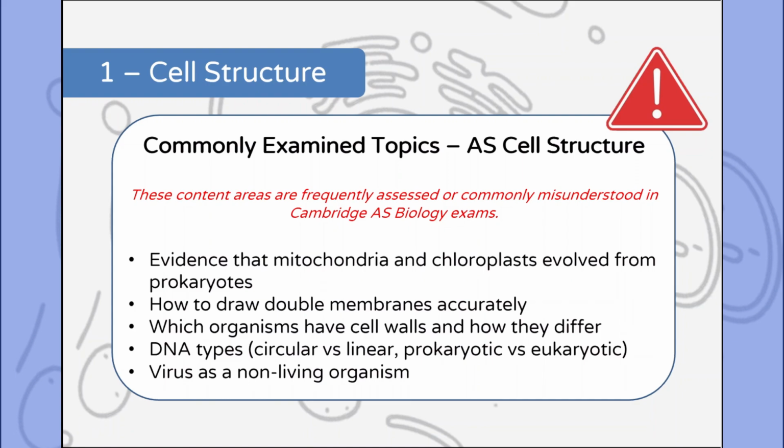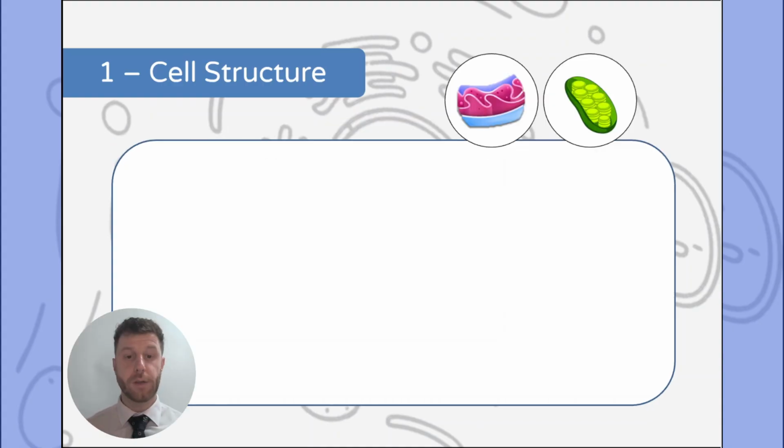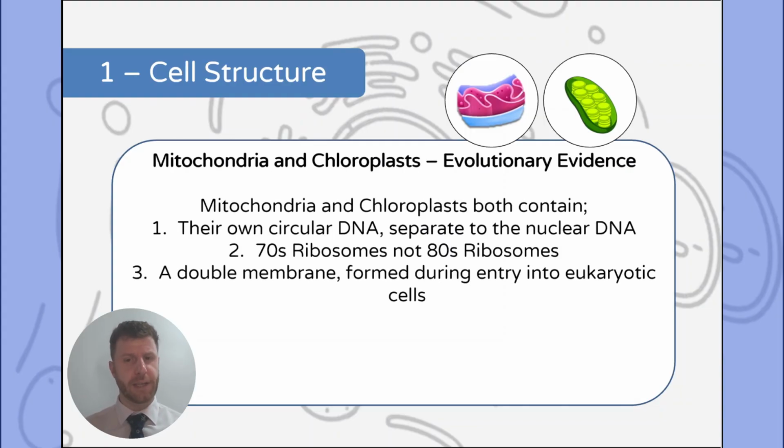We'll look at them each one at a time, so I'm not going to read them off the slide for you. Now, the first thing on that list was mitochondria and chloroplasts and their evolutionary evidence. What on earth did I mean by that? First of all, let's recap some of the things that we made notes on. Mitochondria and chloroplasts both have circular DNA, which is different to the nuclear DNA that we found in eukaryotic cells. So that's our first giveaway, something's up here.